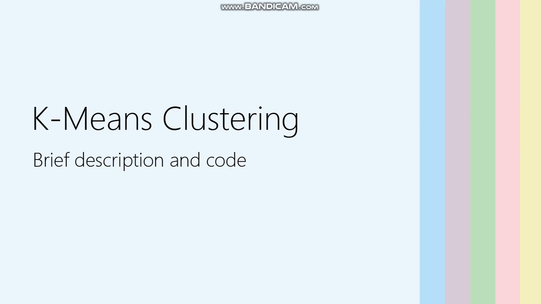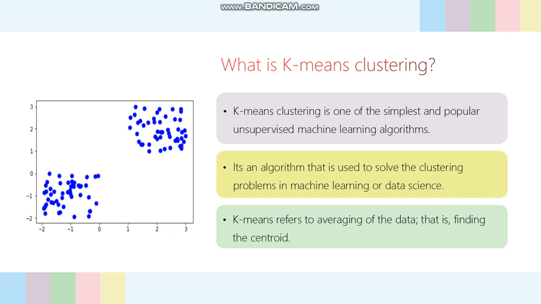So today we'll study K-means clustering, its brief description and its code. K-means clustering is one of the simplest and most popular unsupervised machine learning algorithms. It's an algorithm that is used to solve clustering problems in machine learning or data science. K-means refers to averaging of the data, that is, finding the centroid.